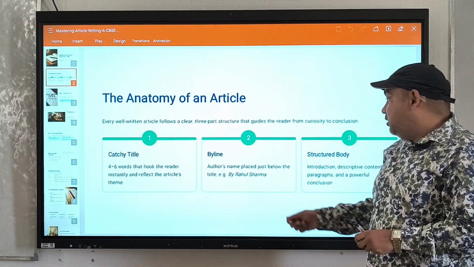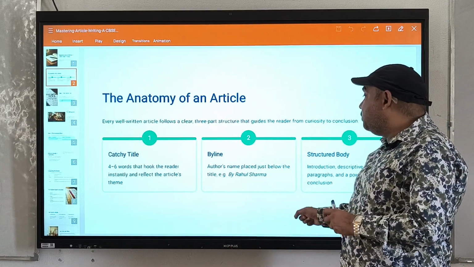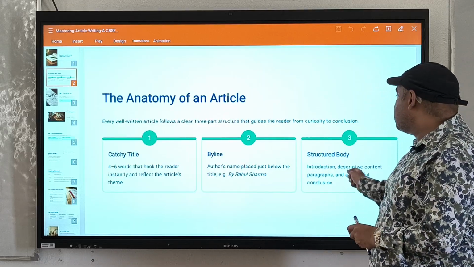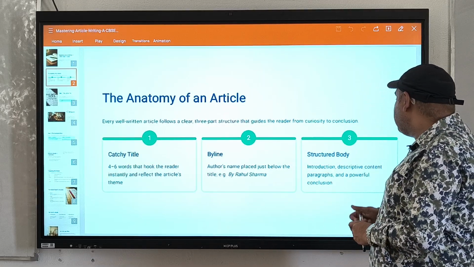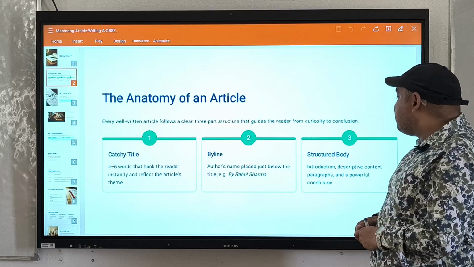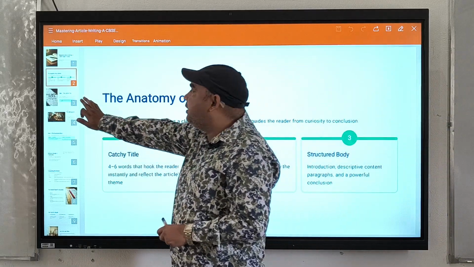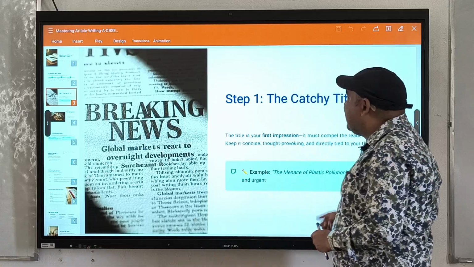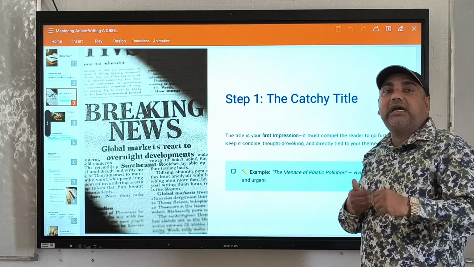Then the byline, the author's name placed just below the title. Example, by Rahul Sharma. Then the structured body: introduction, descriptive content paragraphs, and a powerful conclusion that is to be written. Now, first we talk about the catchy title, and in which way we are going to supply a catchy title.